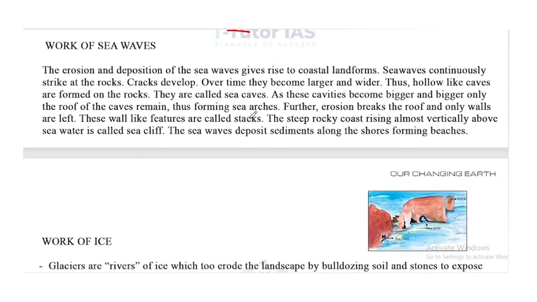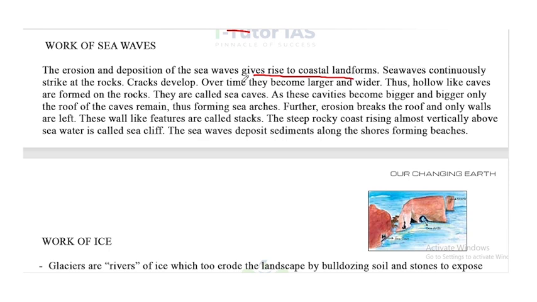Now, work of sea waves. We discussed the river, and now it's sea waves. The erosion and deposition of sea waves gives rise to coastal landforms.